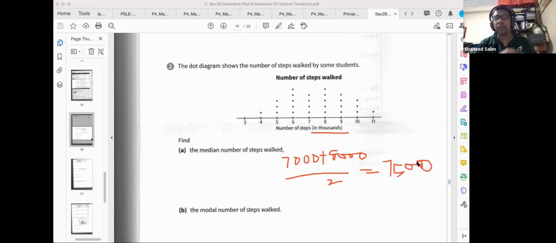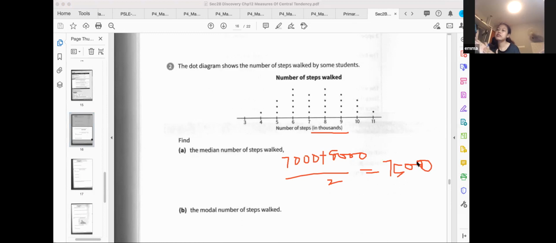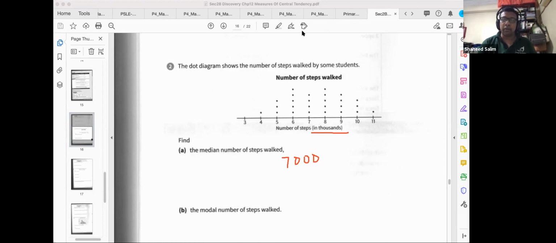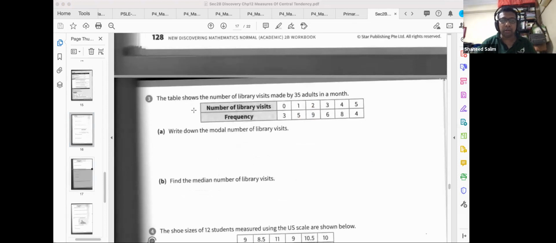Okay, so far okay. What's the modal number of steps walked? 6 and 8. 6,000 and 8,000. Please don't write 6, you must write 6,000 and 8,000. Okay, well done. You just need to remember for median, you need to plus 1 divide by 2 for the position. So we move on to question number 3.